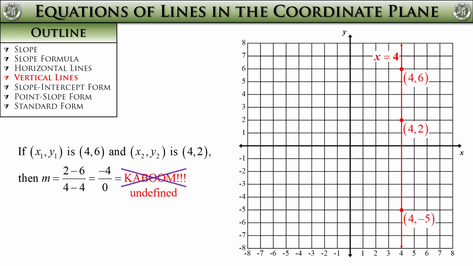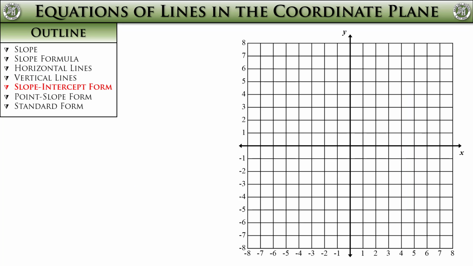That's backwards from many people's instincts. Horizontal lines are y equals some number, vertical lines are x equals some number. Keep that straight. And if you forget, just plot out a few points and see which values are staying the same every time. The first form of an equation we'll do is slope-intercept form.